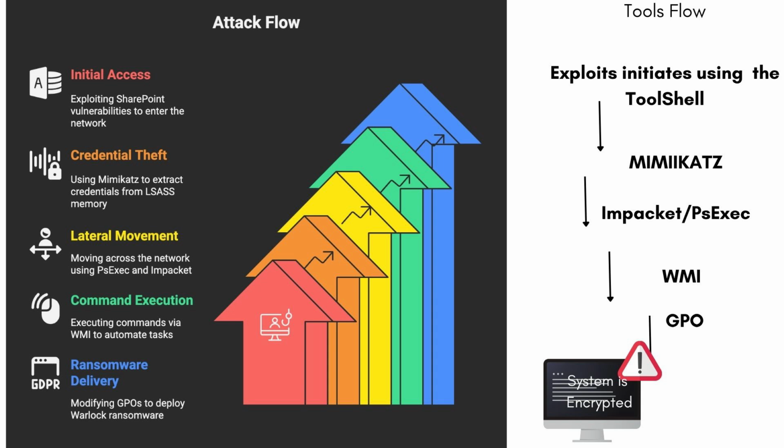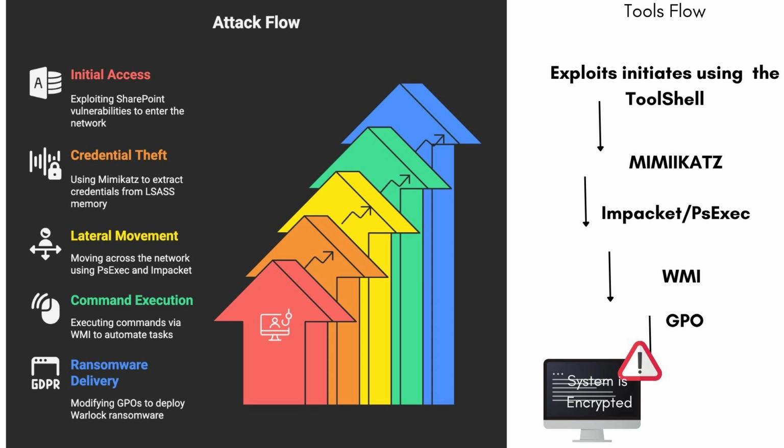And then the typical flow moves to lateral movement. With stolen credentials in hand, the attacker then moves laterally across the compromised network. They use tools like PsExec, which allows them to execute processes on remote systems, and then the Impacket toolkit, which enables stealthy movement across the network. As part of command execution, they further execute commands via Windows Management Instrumentation, which is an ultimately powerful feature they can abuse to automate malicious tasks across multiple machines.